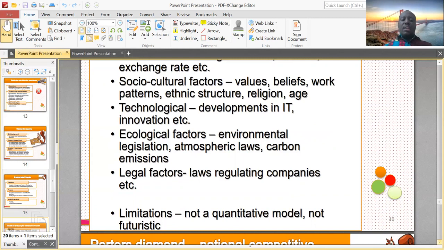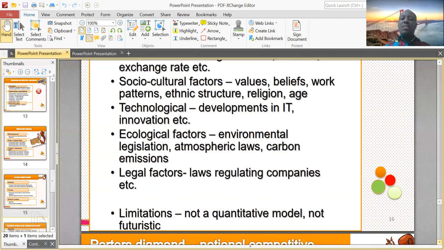So we talked about the PESTEL framework. It's a very, very great framework and helps you to understand the significant influences in your environment, but it has some limitations. One, it's not a quantitative model. This is more of a qualitative model. Because it's expressed in narrative terms, you'd want to understand things from a qualitative viewpoint. So it's not a quantitative model.